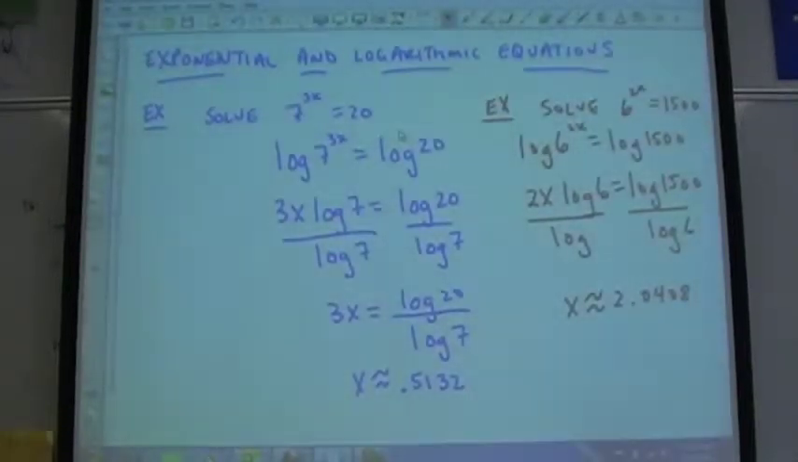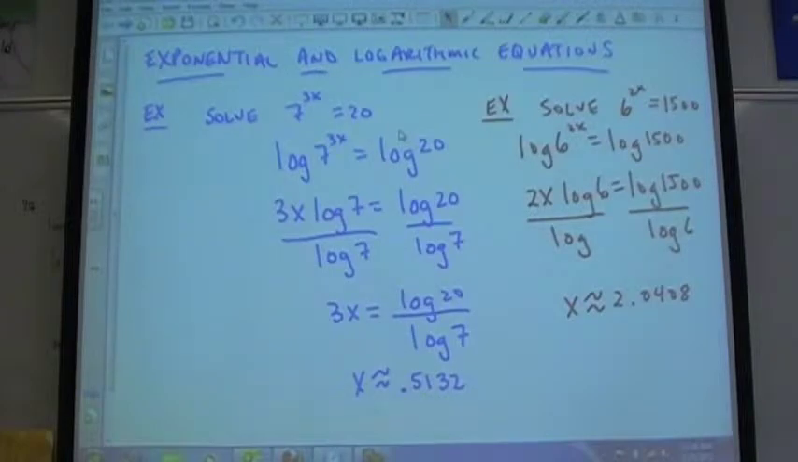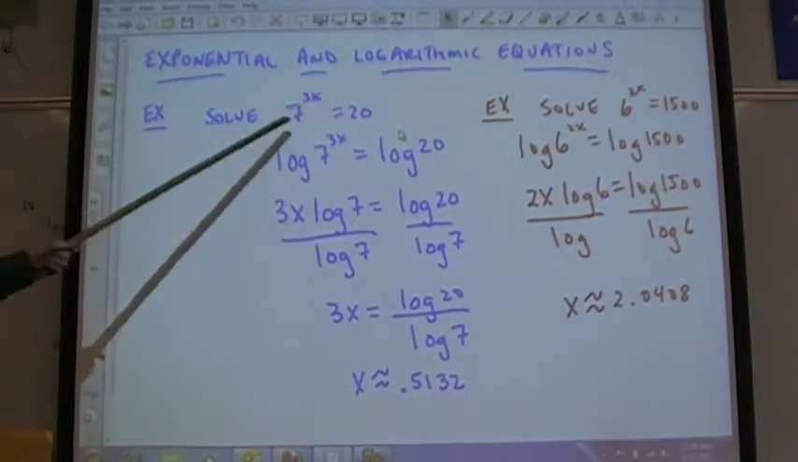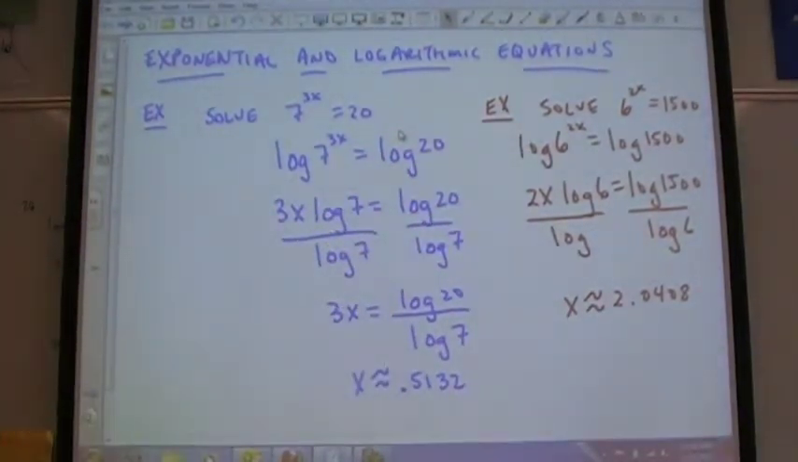And this is exponential and logarithmic equations. We have two separate examples. So this is covering examples 1 and 2. Example 1 here, 2 in the red. The first one, solve 7 to the 3x equals 20.